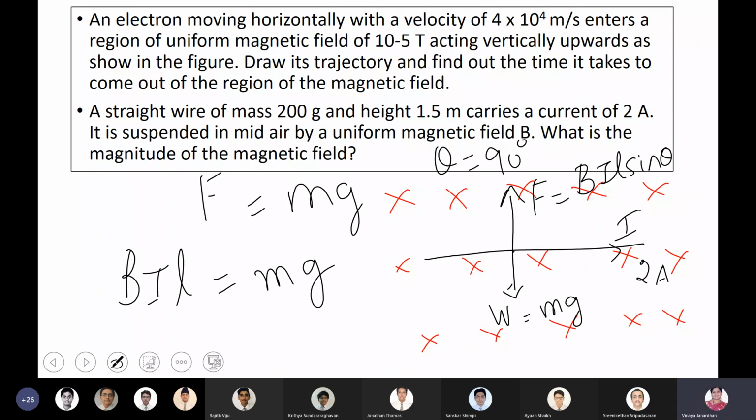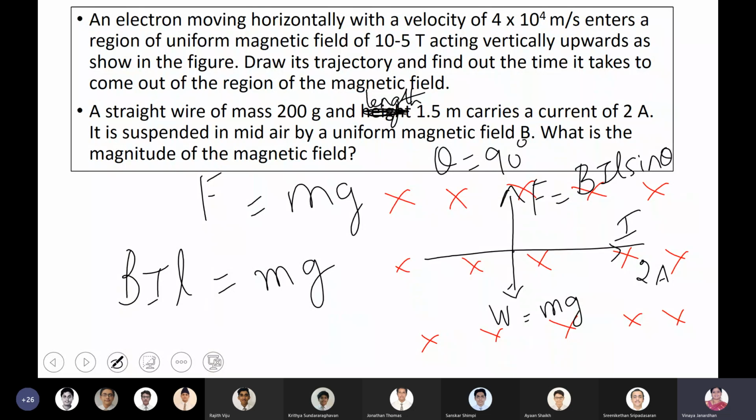Is it 0.65? Length as well. So length and height. Length 1.5 meter. What is the answer? Ma'am, is it 0.65? 0.65 Tesla. Correct.